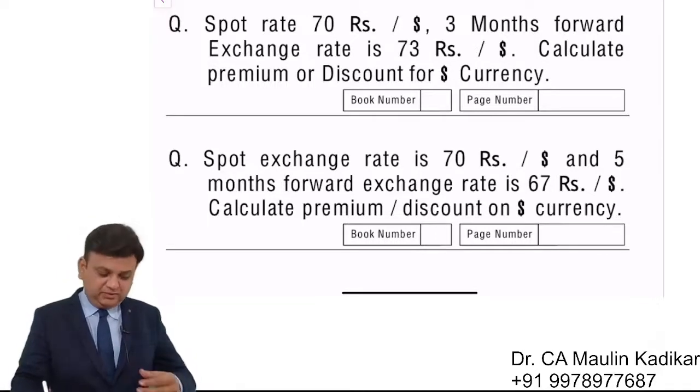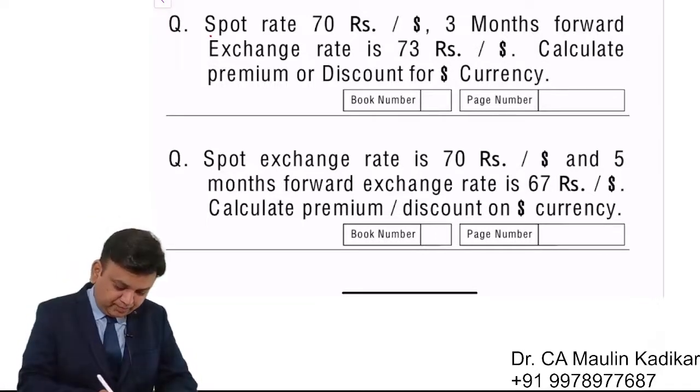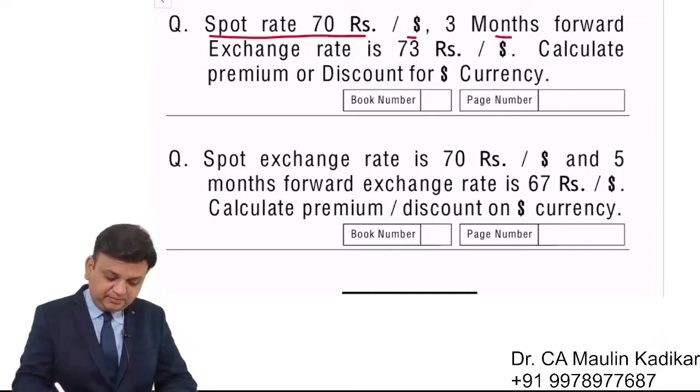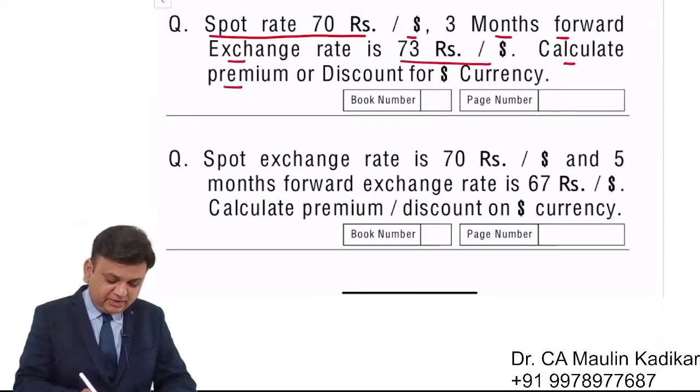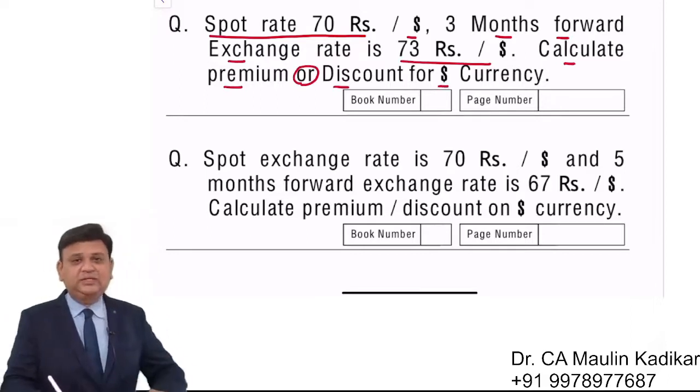Let us see the next question. Spot exchange rate is 70 rupees per dollar. 3 months forward exchange rate is 73 rupees per dollar. Calculate premium or discount for dollar currency. That is the question.